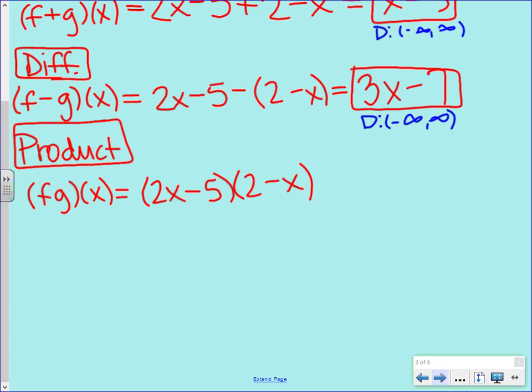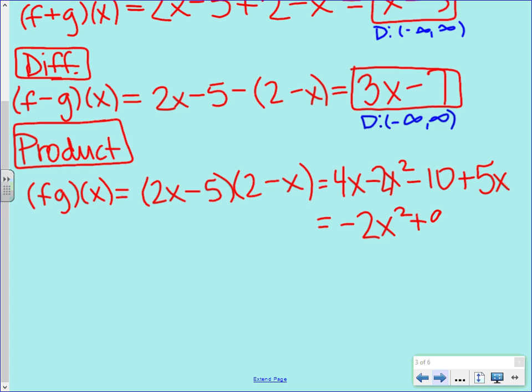Since we have two binomials, a lot of you like to think of this as foiling. I will usually call it distributing, but foiling is just a type of distributing. Okay? So we get 2x times 2, 2x times negative x, negative 5 times 2, and negative 5 times negative x. So our resulting function is negative 2x squared plus 9x minus 10.